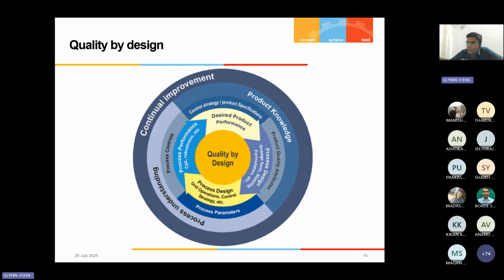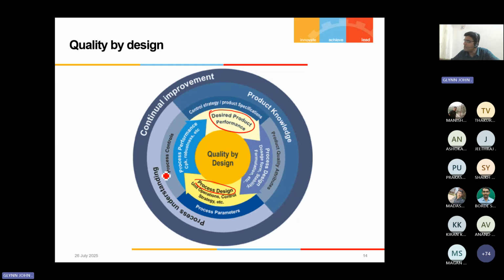So while choosing the components, while choosing the materials, while choosing the dimensions, you can actually build in quality while you're designing the product, right? So here you have a lot of parameters which actually influence quality: the product's performance, how you design the process, how you choose the materials.